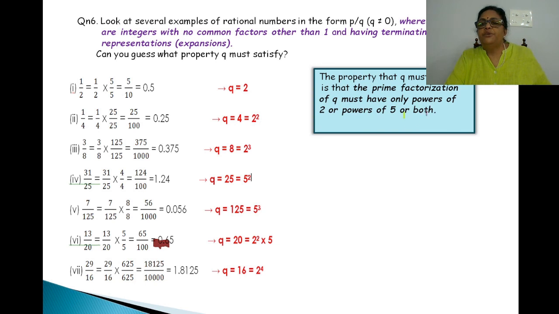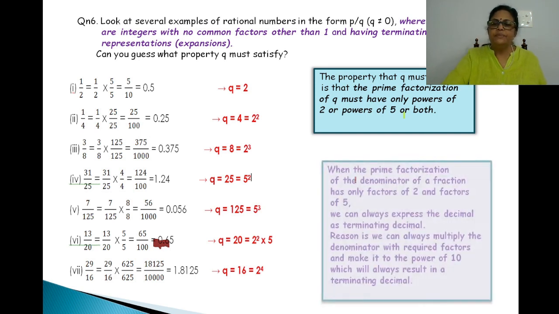So the property that Q must satisfy is that the prime factorization of Q must have only powers of 2 or powers of 5 or both. Why is it like this?